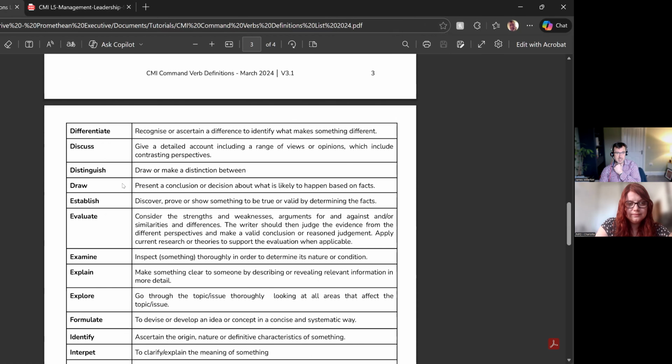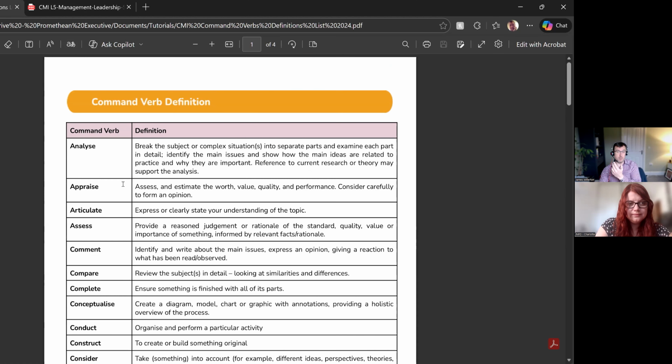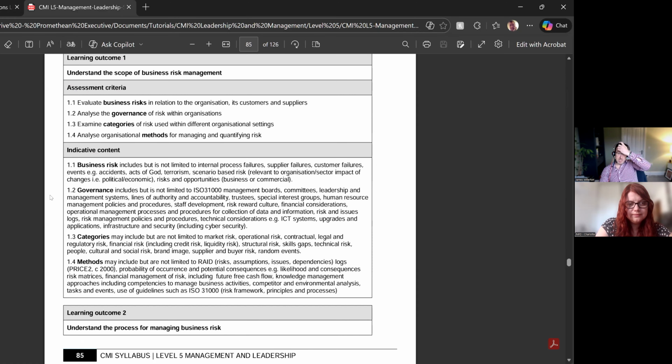And to analyze, we're looking to break it down into separate parts and examine each part in some detail, trying to identify main issues and how the main ideas are related to practice, why they're important. If you've got any kind of current research or theory to support that, that would be good. You might look at typical ways in which governance might fall down with risk, what might be driving that. Just a brief analysis around that would help to make that something more than just a list of different governance factors.